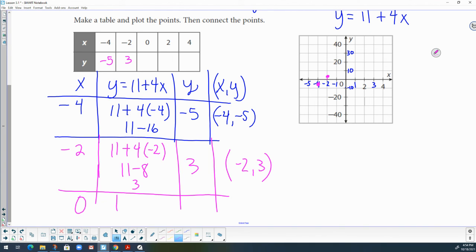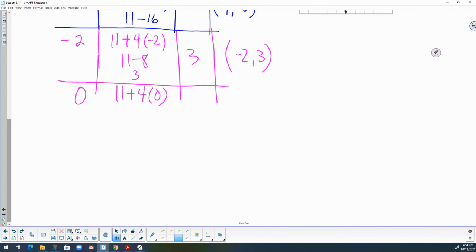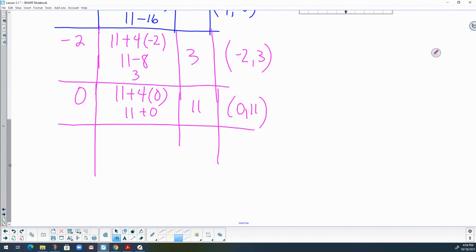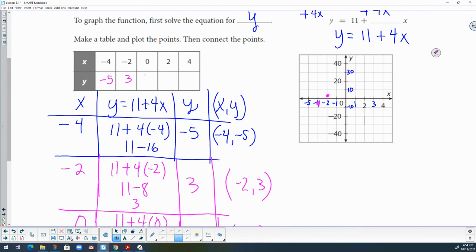So my next one is 0, so 11 plus 4 times 0. I know that 4 times 0 is 0. So therefore my output here is 11. So 0, 11 is my next point. So I'm going to come back up to my graph and look at 0, 11. So it's right here. You can kind of see that this here is my line forming. So this is my line, and all the points should fall on this line.